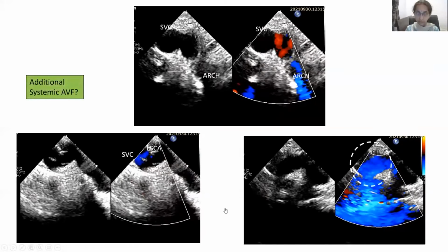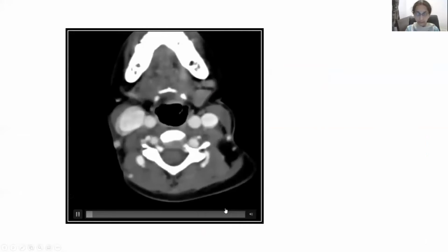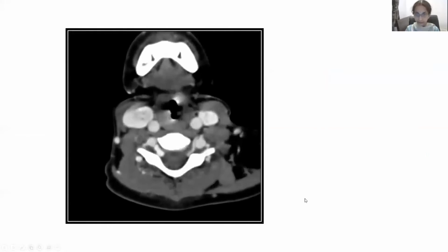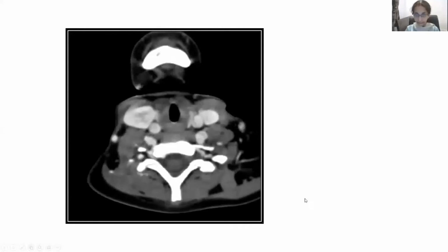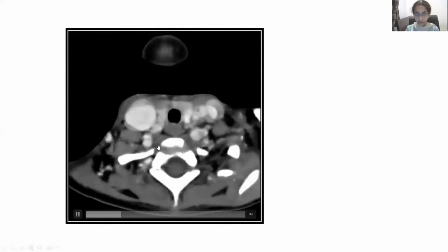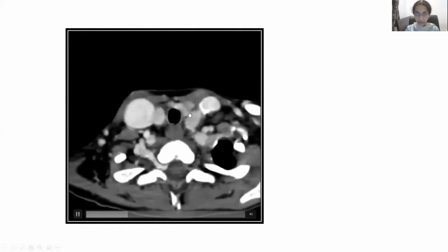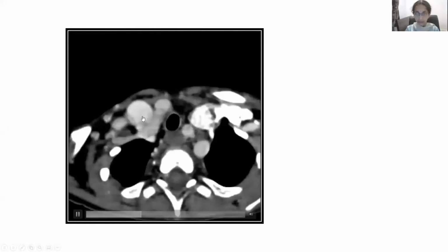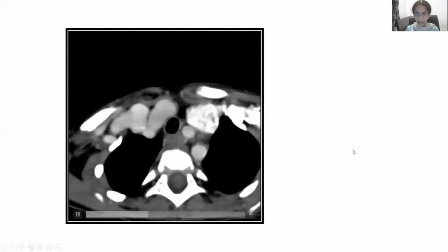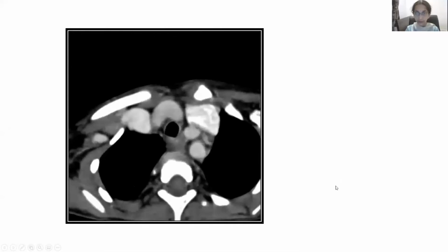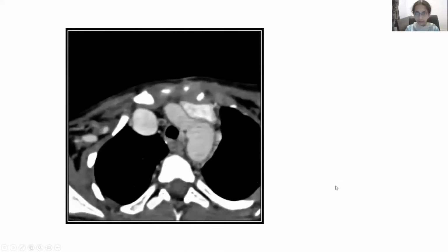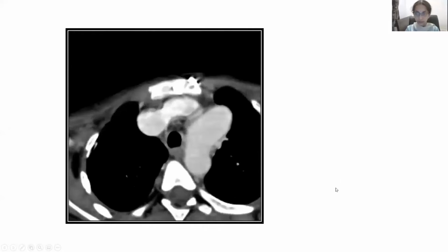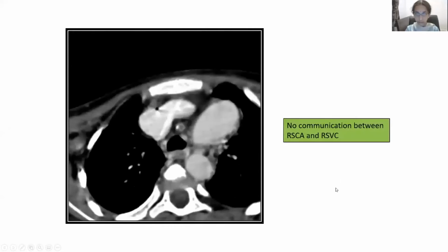So obviously the next thing was to do a cardiac CT. And the cardiac CT, surprisingly, did not show the AV fistula. The branches from the arch of aorta were completely separate from the SVC and the left innominate vein. So a systemic AV fistula was ruled out. Then what was it that was seen on echo?